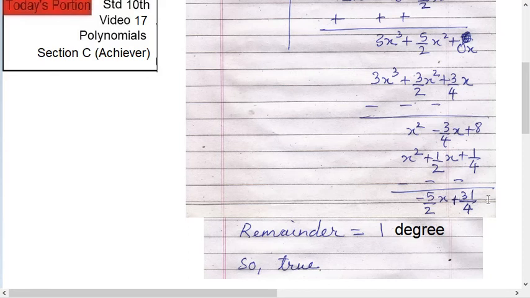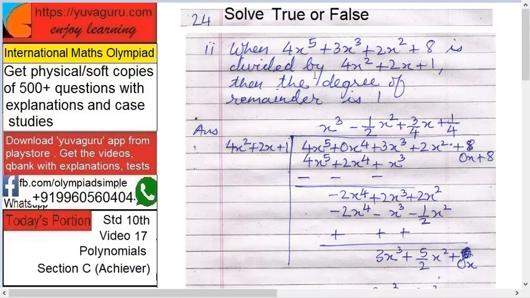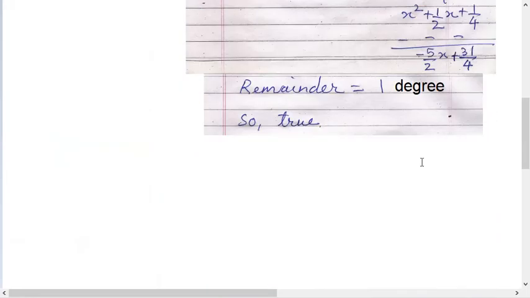What is the degree of this remainder? Degree means the highest power of x, that is 1. So remainder equals to 1 degree. So what is asked? The degree of the remainder is 1. So true. This is true.